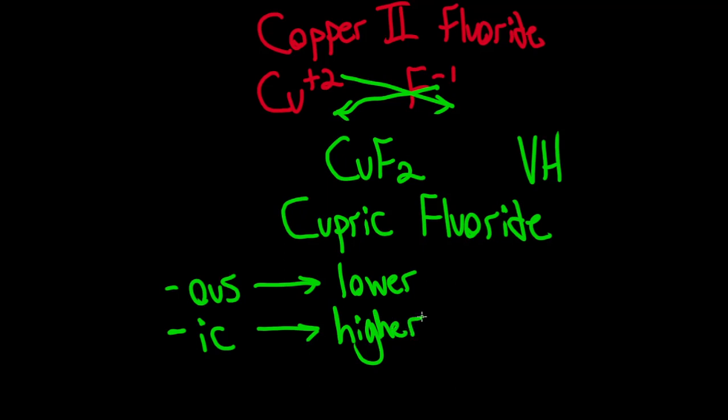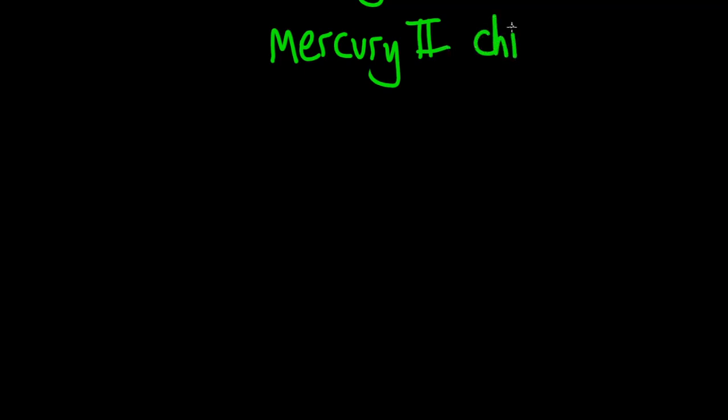Next example, we are going to do mercury 2 chloride. I find mercury in my periodic table, and it's going to be Hg, which is kind of weird. Hg for mercury, it's an old school naming system. And I have a 2 as my Roman numeral, so it's going to have a +2 charge. And my Cl, I look at my periodic table, it's going to have a -1 charge.